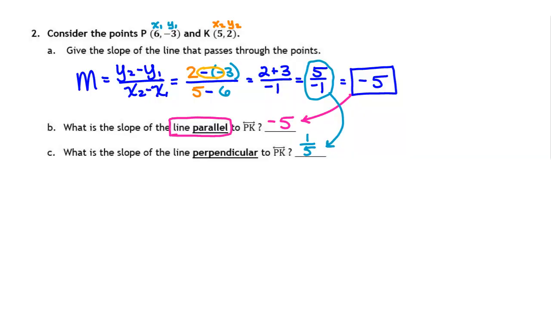All right. Nice work. Let's flip the page. Let's flip the page over.